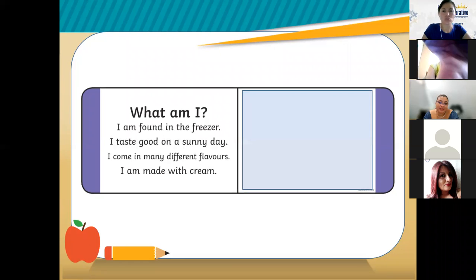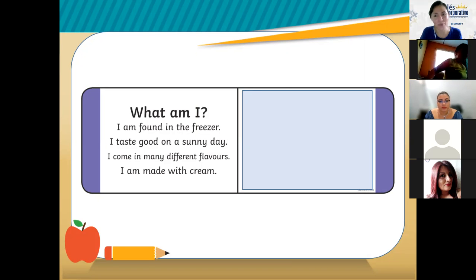Then we have the next one. It says, what am I? Okay. I am found in the freezer. I taste good on a sunny day. I come in many different flavors. I am made with cream. What am I? Mm-hmm. It's very easy, right? You can find me in the freezer. I am a good, I would say, snack for a sunny day. And I have many different flavors.